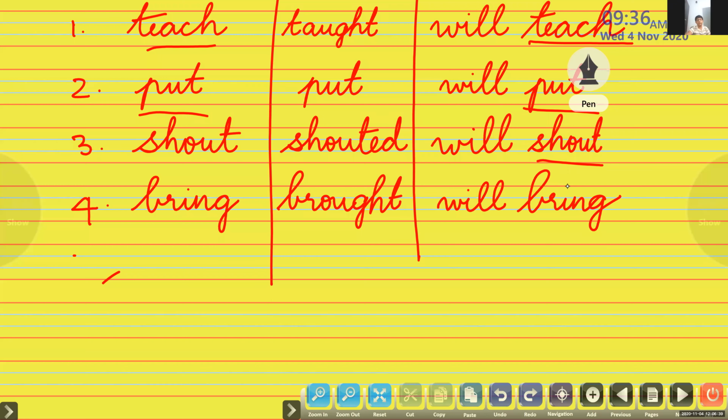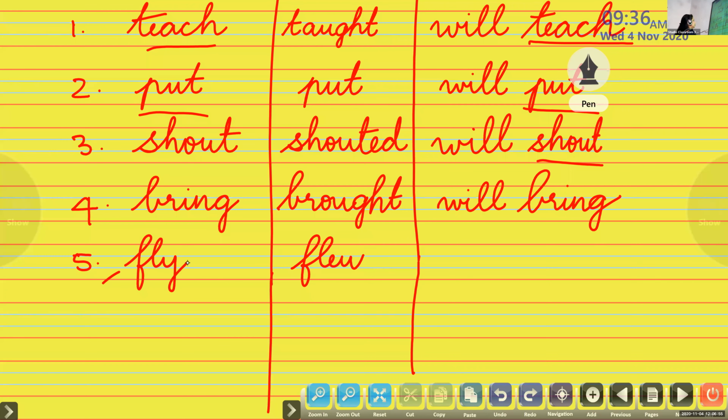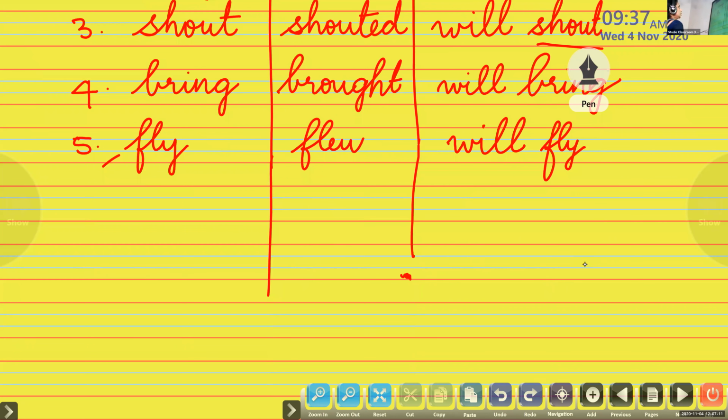Now we'll move on to the fifth word. Here it is given, flew. So the present tense form of flew is fly. Fly, flew. And the future tense form, children, is will fly. Okay? Will fly. Clear?